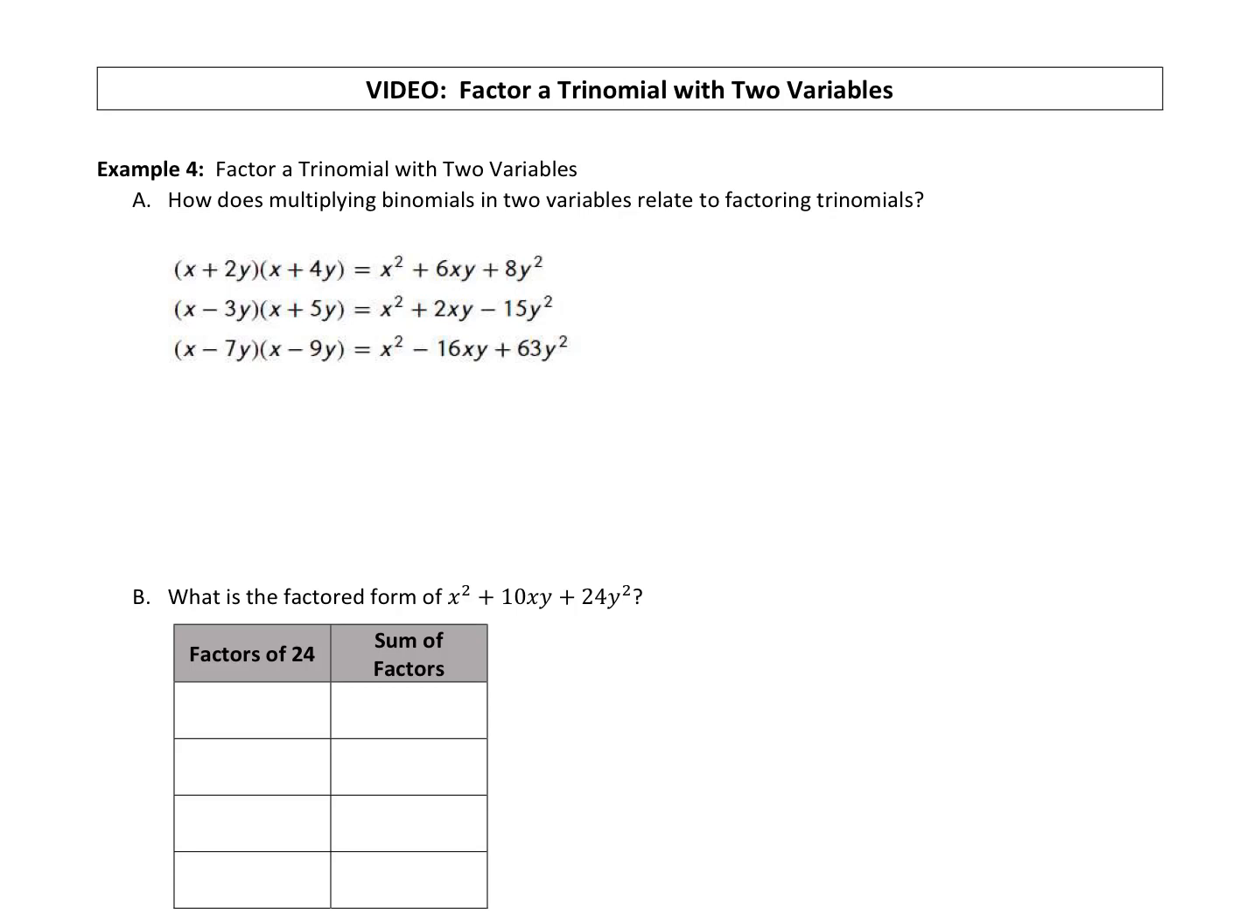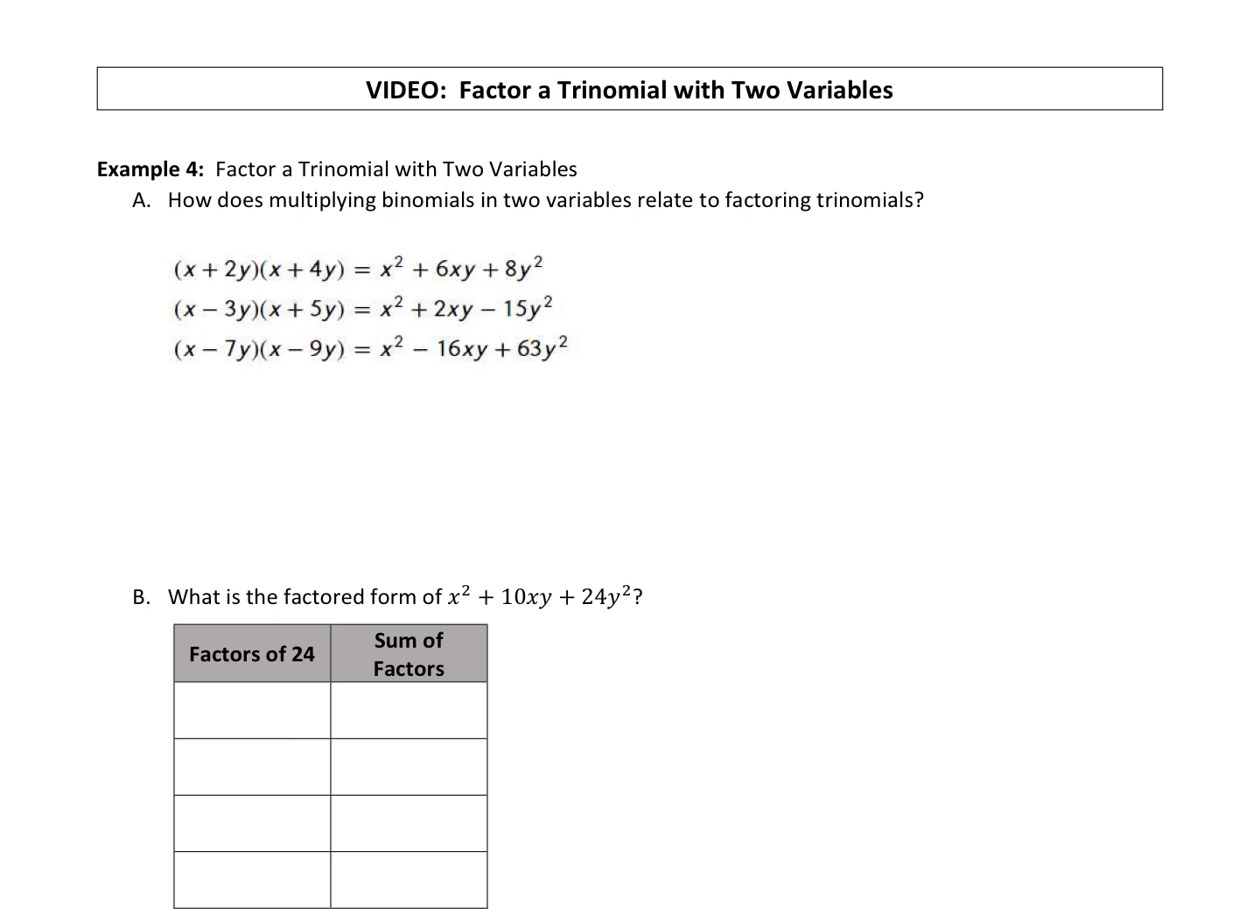All right, so we've worked on our factoring trinomials, and let's say you have two variables. Instead of just an x, in these examples, we have an x and a y. So how does that change things? So part A, how does multiplying binomials in two variables relate to factoring trinomials?